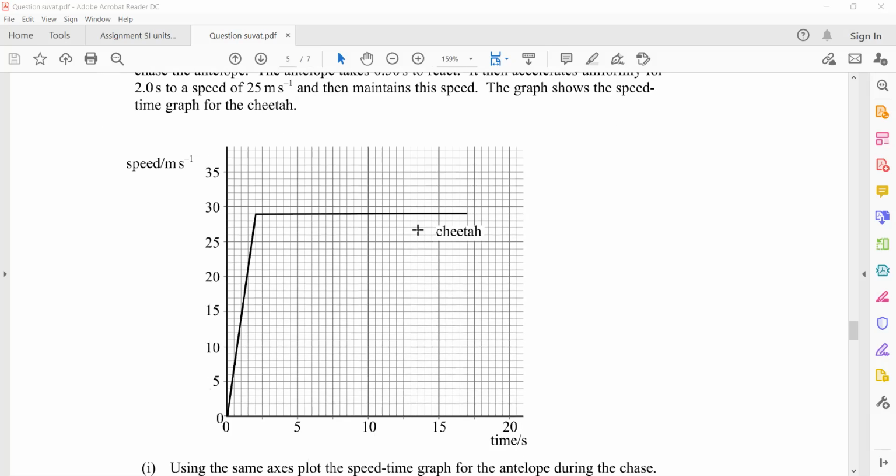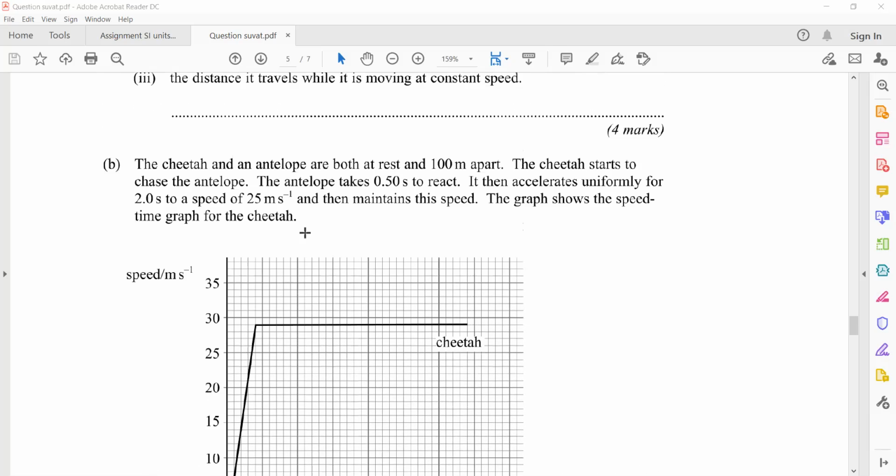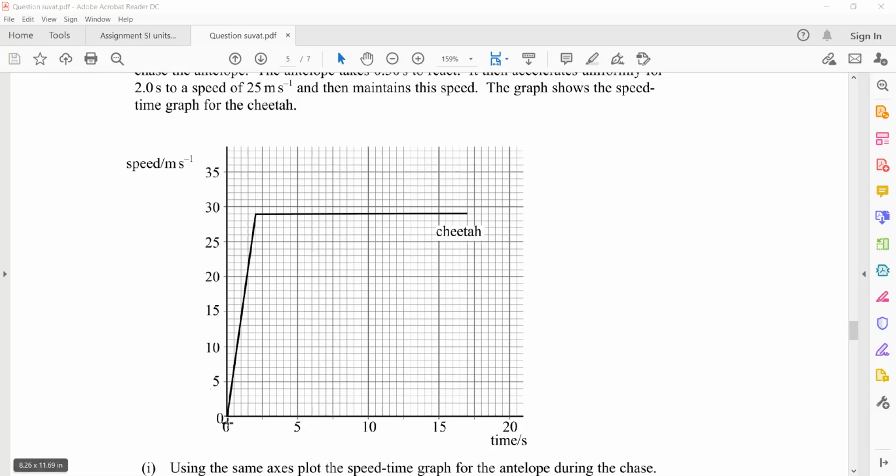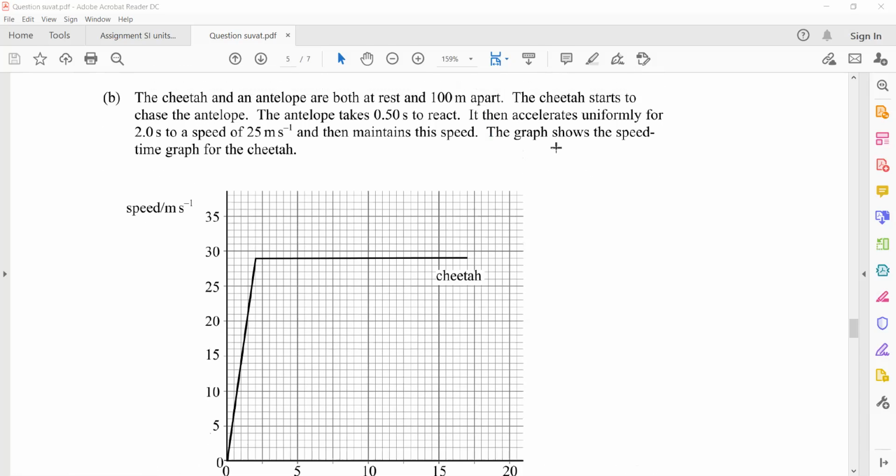So this is a speed-time graph for the cheetah that is given. We already worked out that the cheetah and the antelope are both at rest and 100 meters apart, which means the distance between the antelope and the cheetah was 100 meters. The cheetah chases the antelope, and the antelope takes 0.5 second to react, meaning for 0.5 second the antelope remains at rest. It then accelerates uniformly for 2 seconds to a speed of 25 and then maintains this speed.